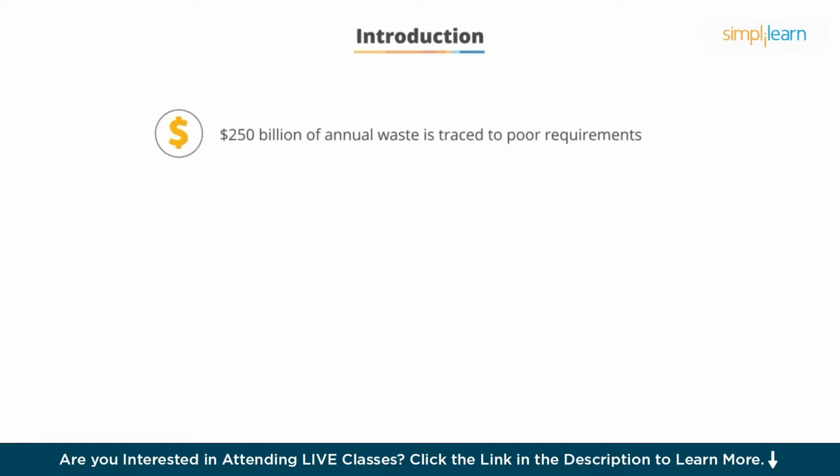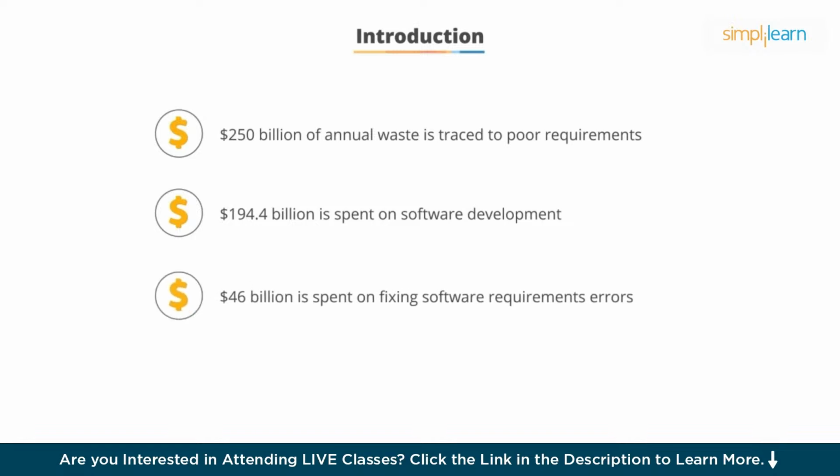The US Bureau of Economic Analysis states that in 2008, 194.4 billion was spent on software development. 46 billion is spent on fixing software requirements errors in the USA. If we examine those last two numbers from the USA, almost 25% of all spending on software is rework associated with requirements. It is clear that improving business analysis capabilities can have a significant impact on the bottom line.